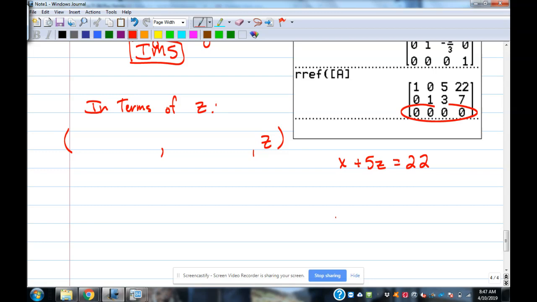And then the next equation is Y plus 3Z is equal to 7.